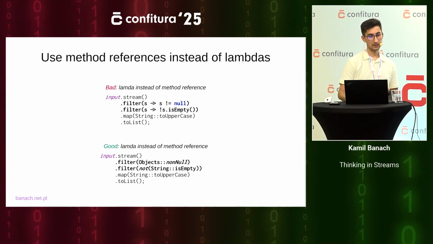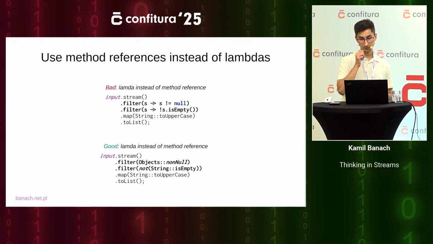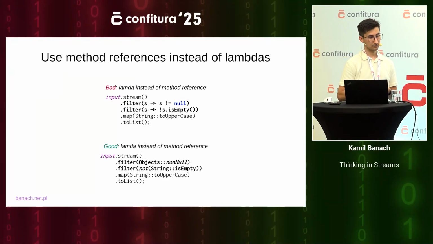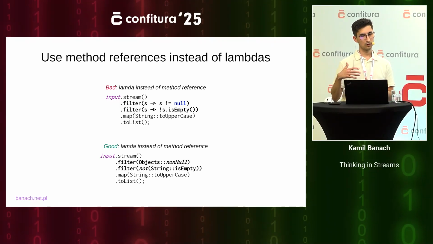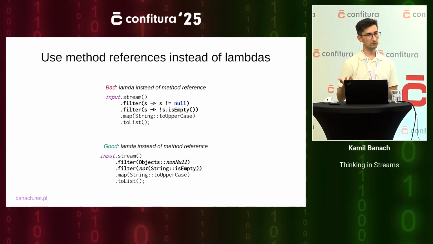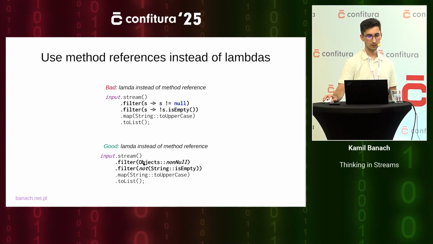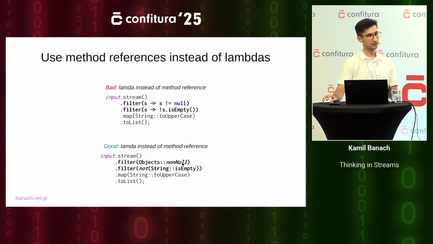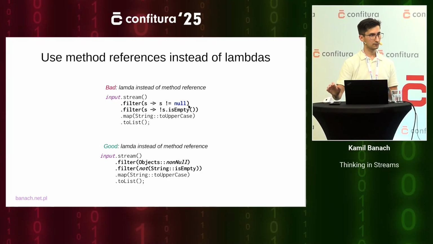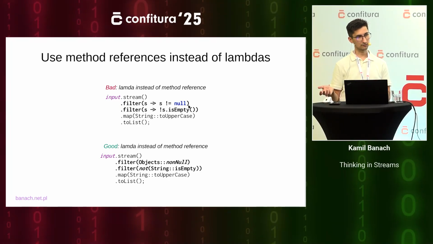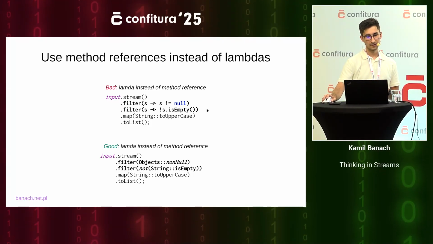Another good practice is to use method references instead of lambdas, because in the end, the code using method references is more optimal. The JDK, the JVM can optimize this code. So this Objects::nonNull will run faster, or at least can run faster than this lambda. This lambda can be translated to an anonymous function, and so on, which will run slower. This is the one thing.